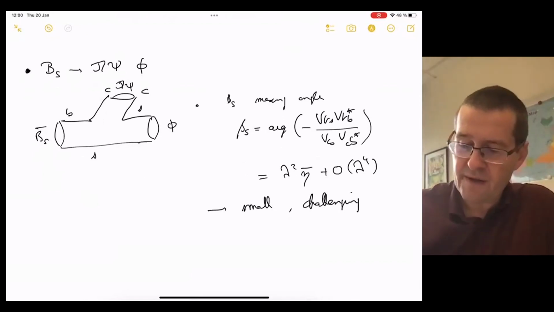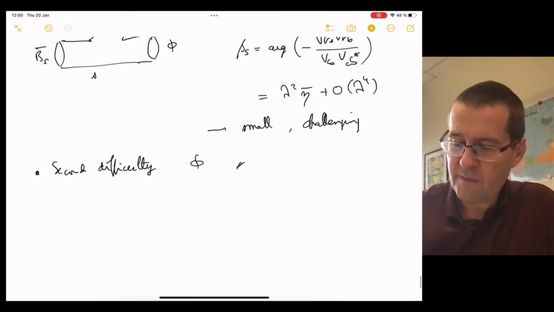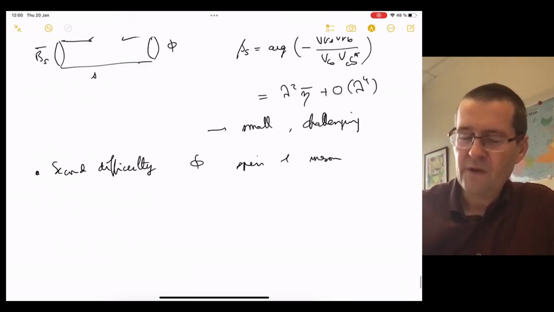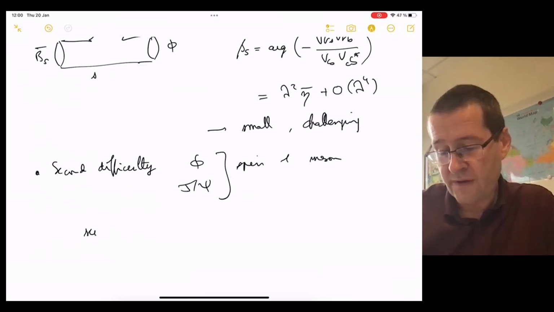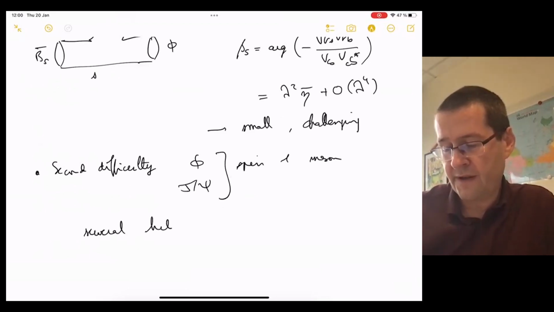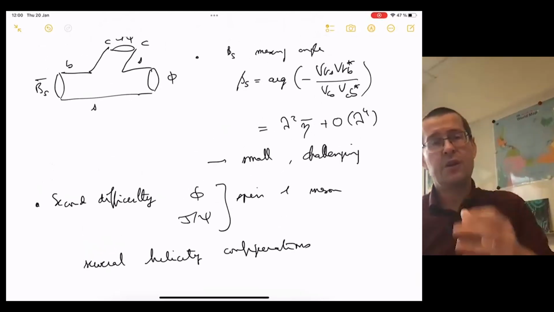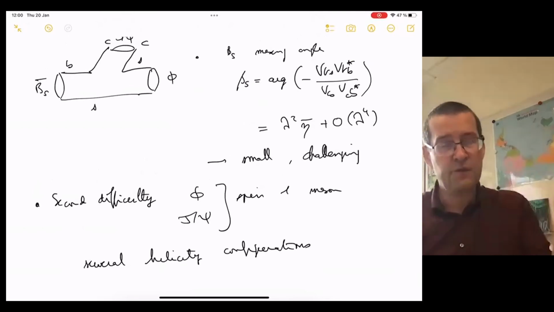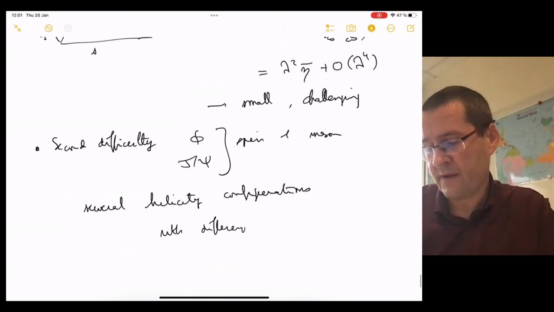The second difficulty is that phi is a spin 1 meson, and J psi is also a spin 1 meson. So that means that you've got several helicity configurations. You start from a pseudo-scalar object, but you go into two spin 1 objects. So that means that you can have different helicity configurations with different CP properties.